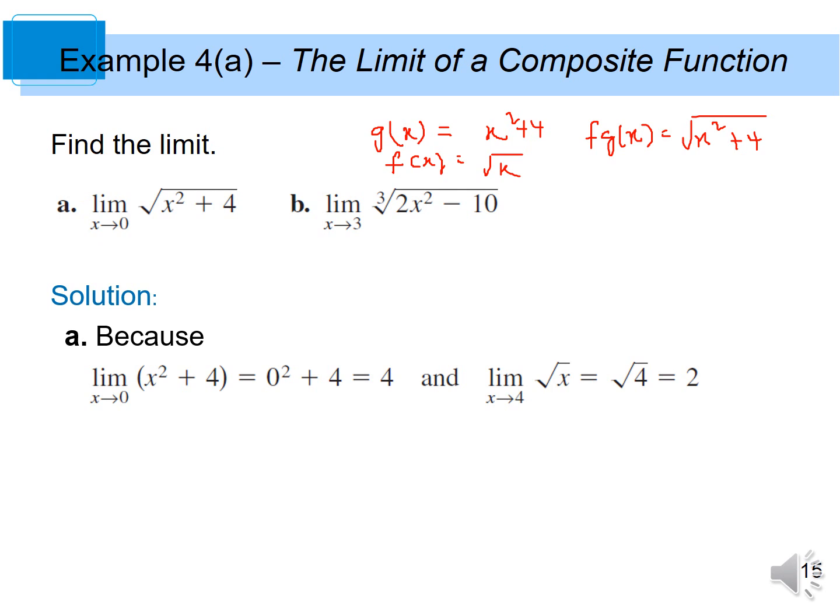We take the limit of the inner function x squared plus 4 when x tends to 0. We substitute the 0 into the x. So we have the answer is 4.